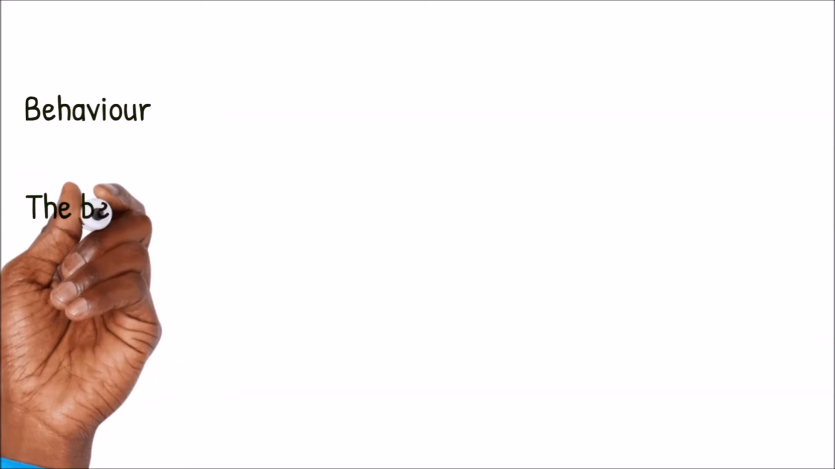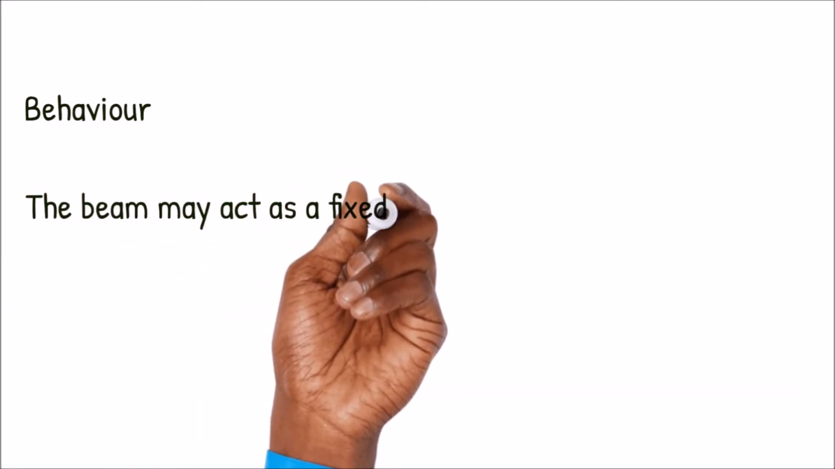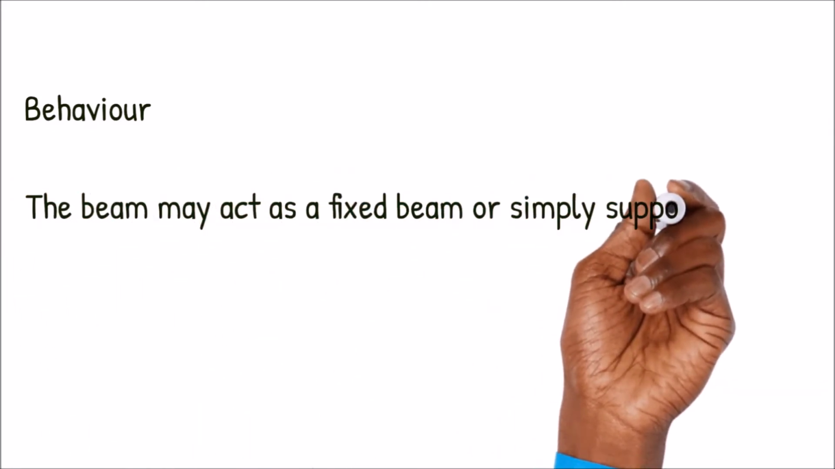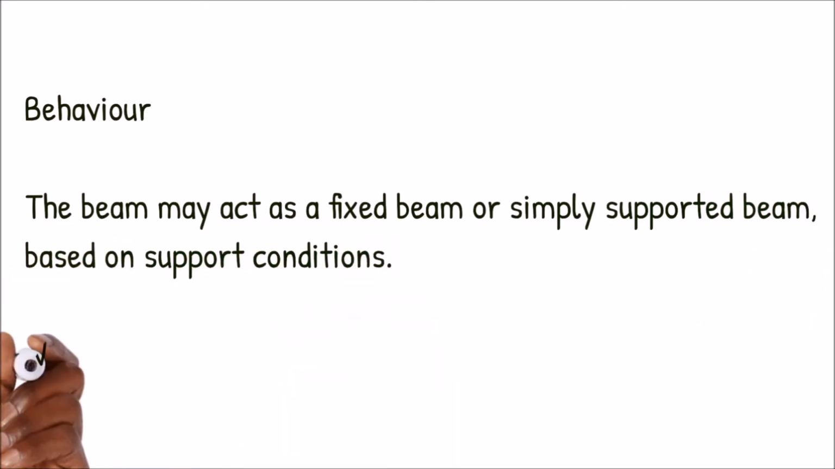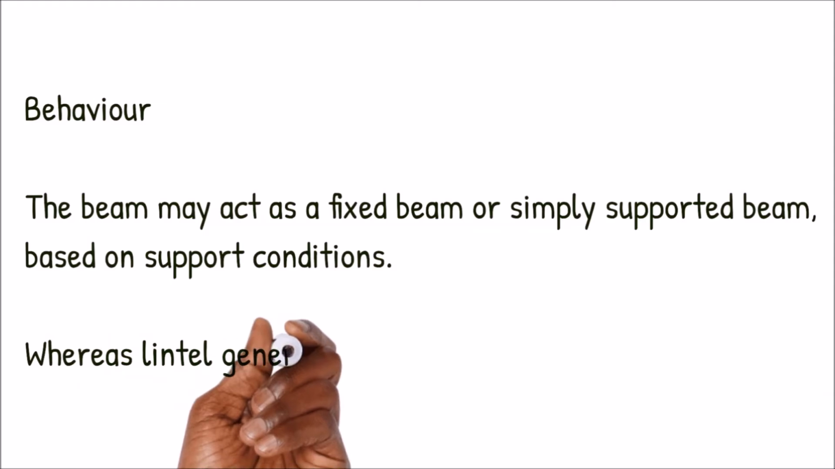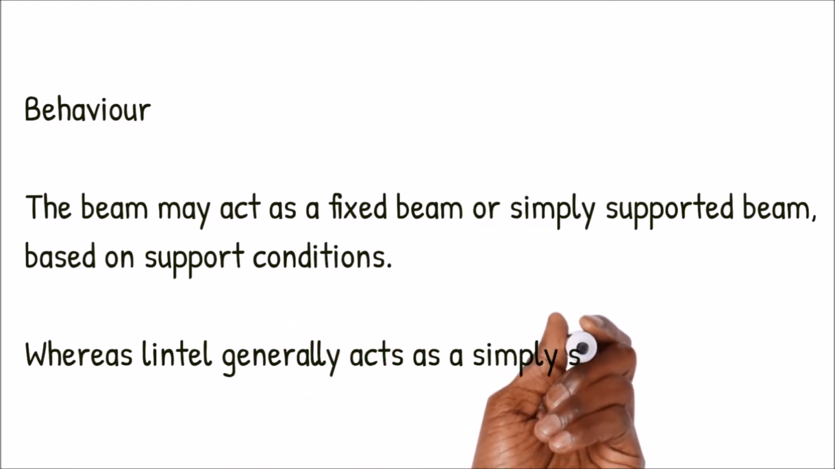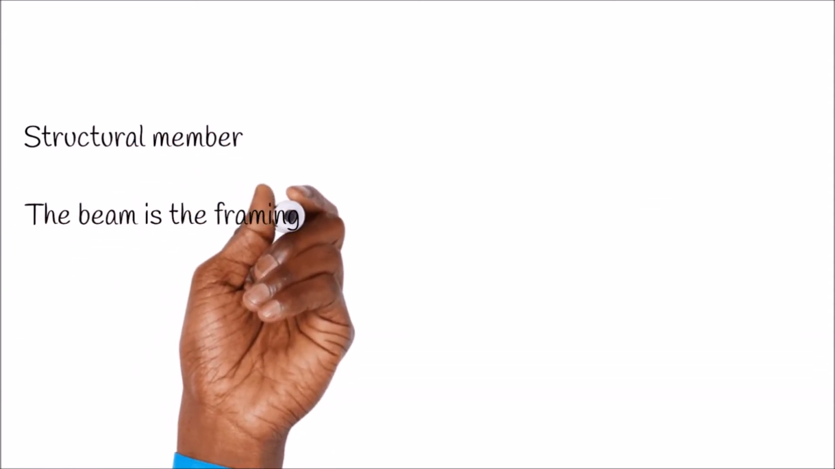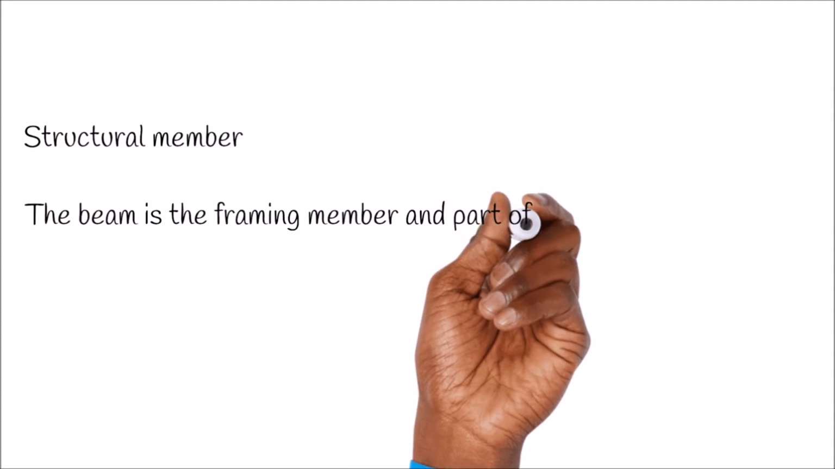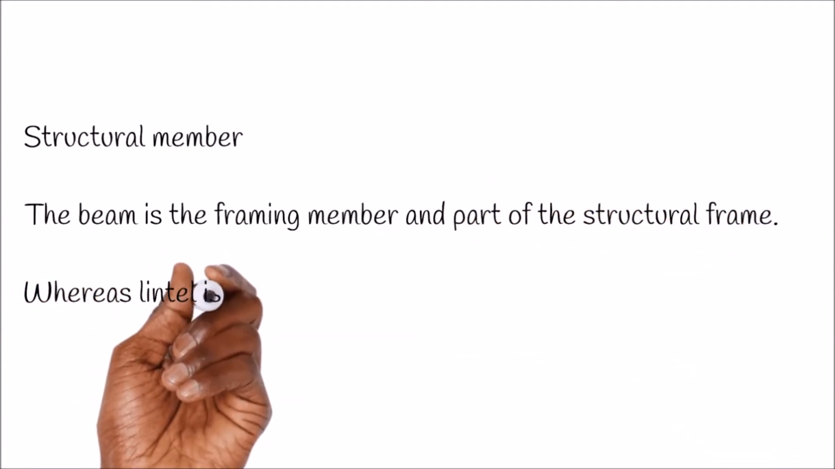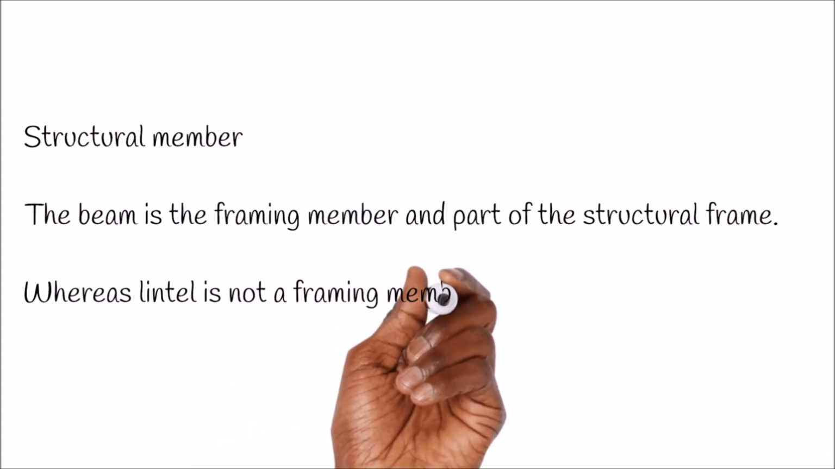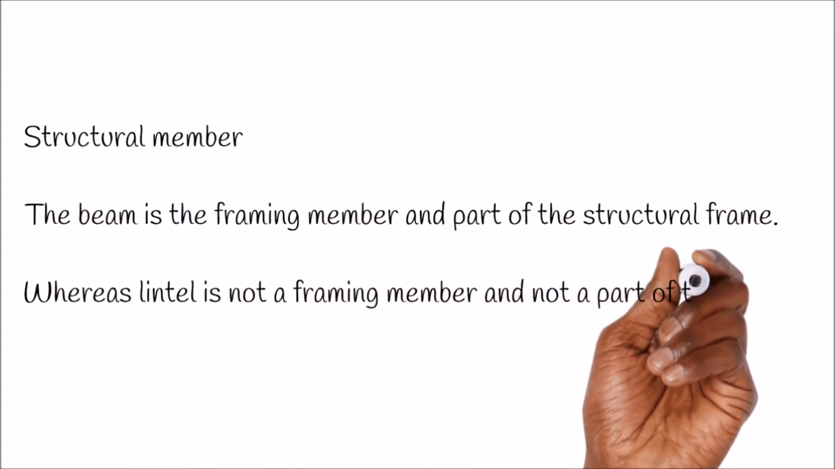Behavior: the beam may act as a fixed beam or simply supported beam, based on support conditions. Whereas lintel generally acts as a simply supported beam. Structural member: the beam is the framing member and part of the structural frame. Whereas lintel is not a framing member and not a part of the structural frame.